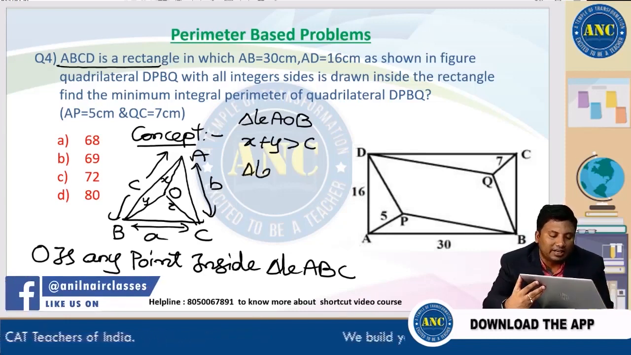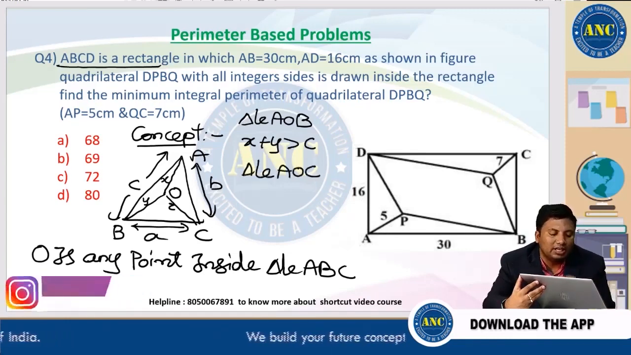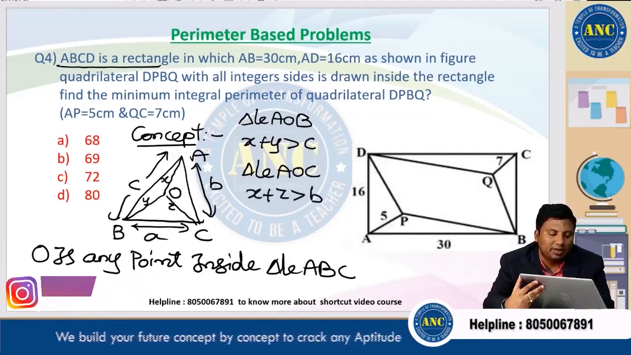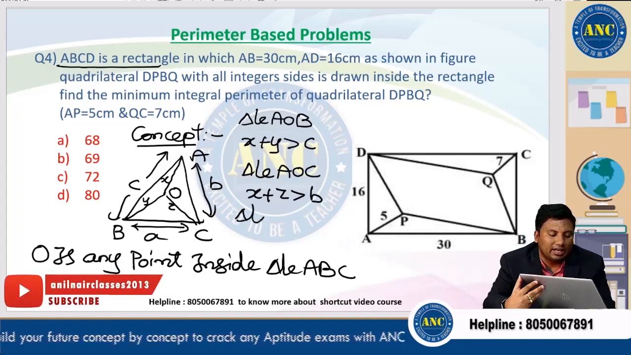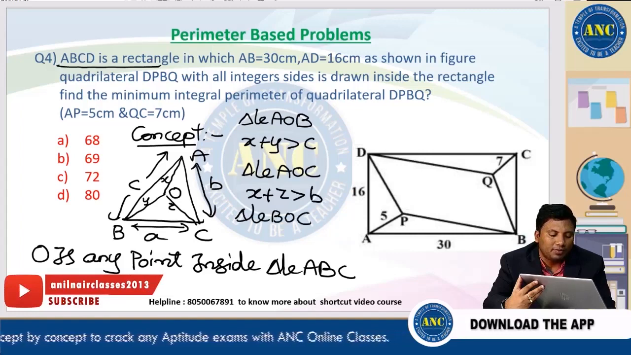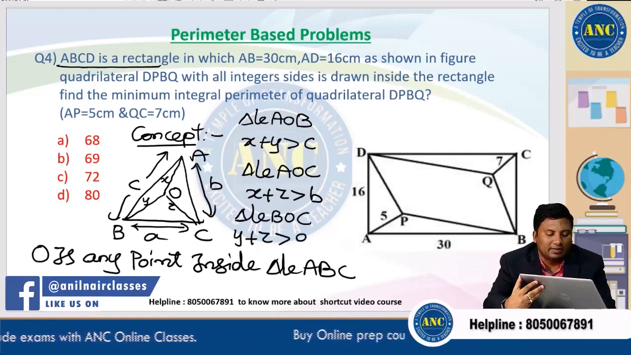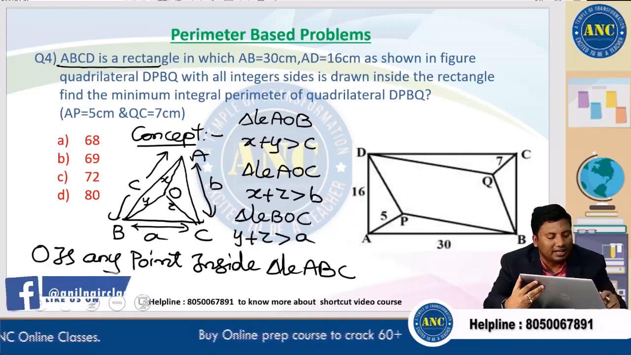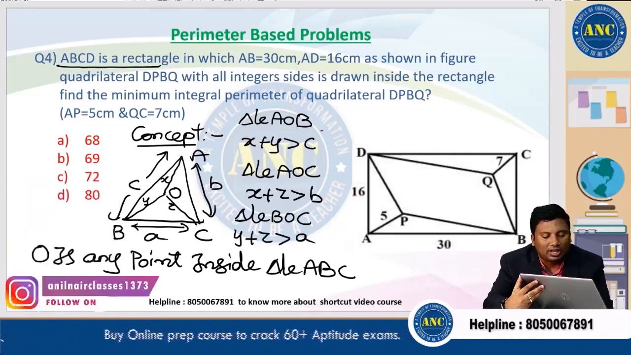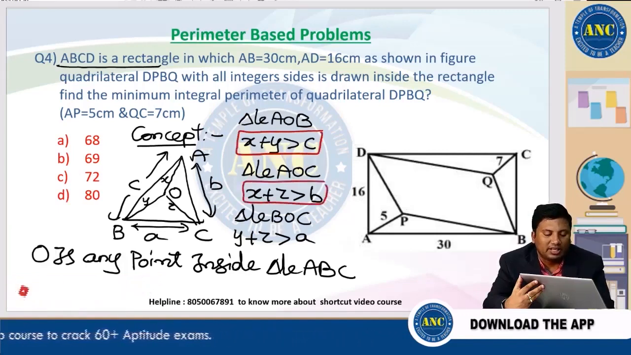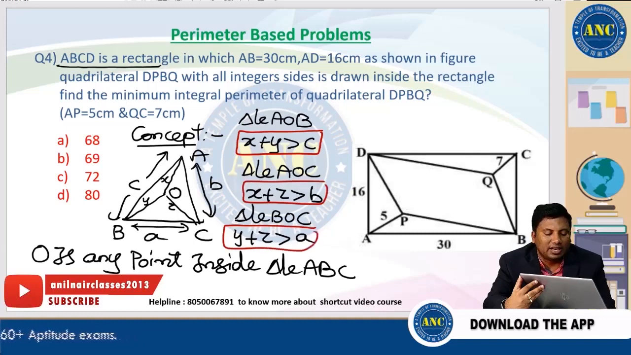Similarly, if I take triangle AOC, it is nothing but X plus Z greater than B. If I take triangle BOC, Y plus Z is greater than A. That means I have got three conditions: X plus Y greater than C, X plus Z greater than B, Y plus Z greater than A.